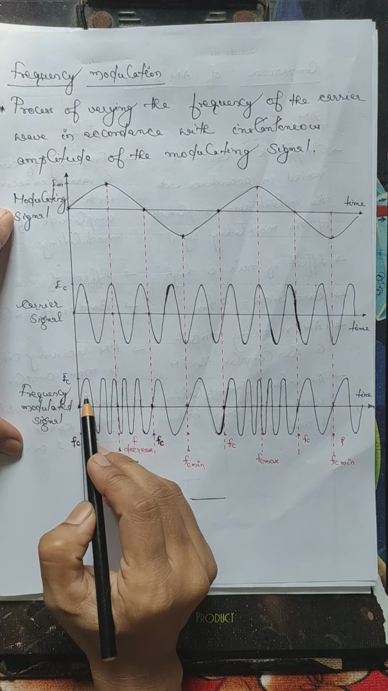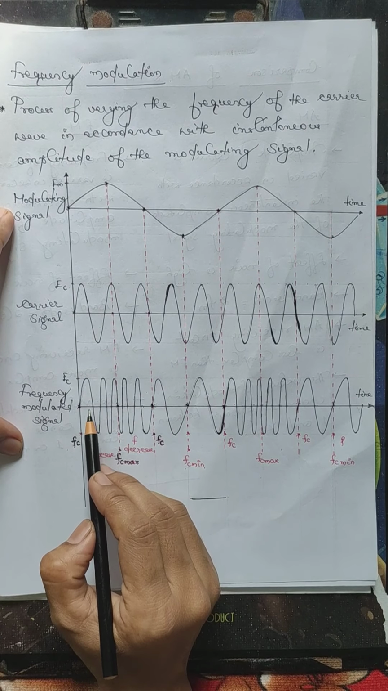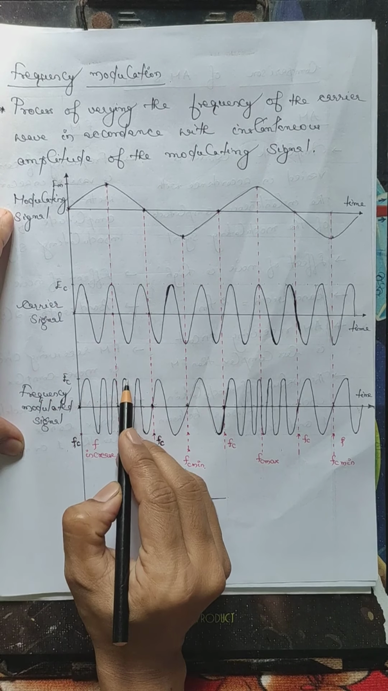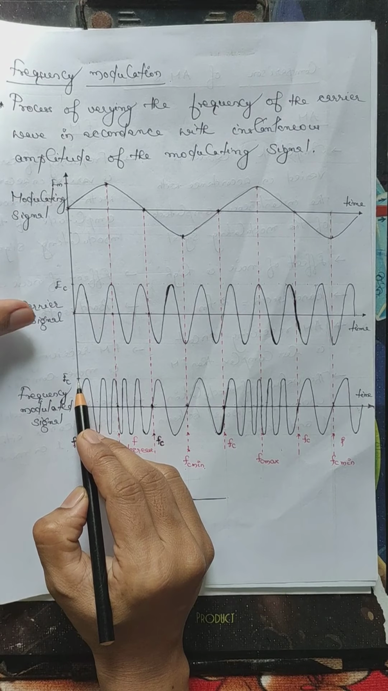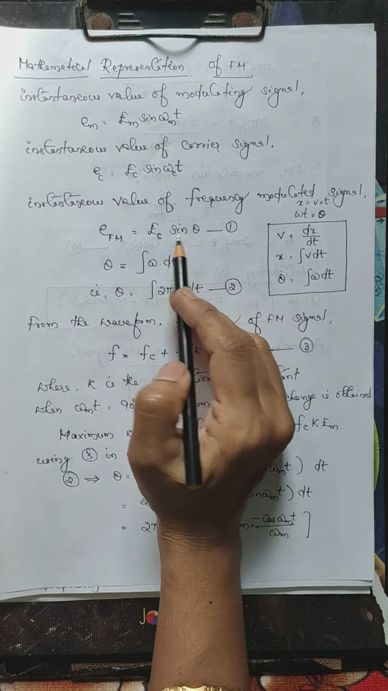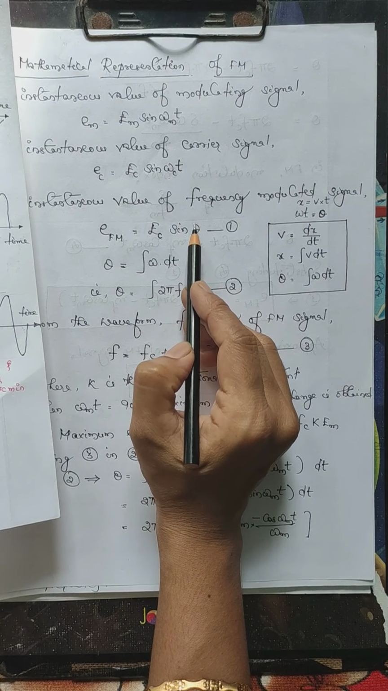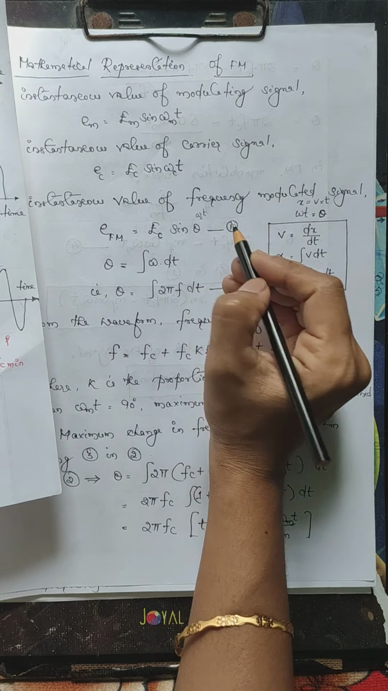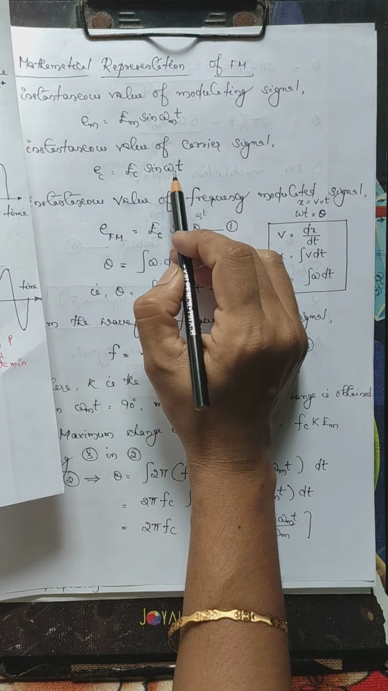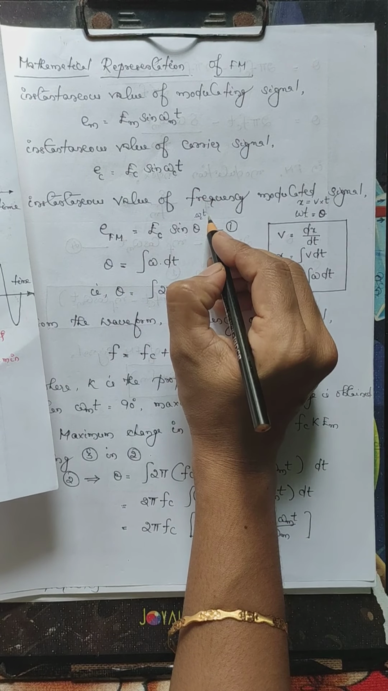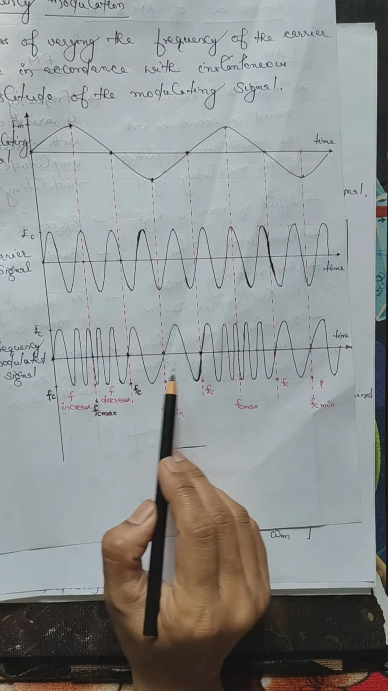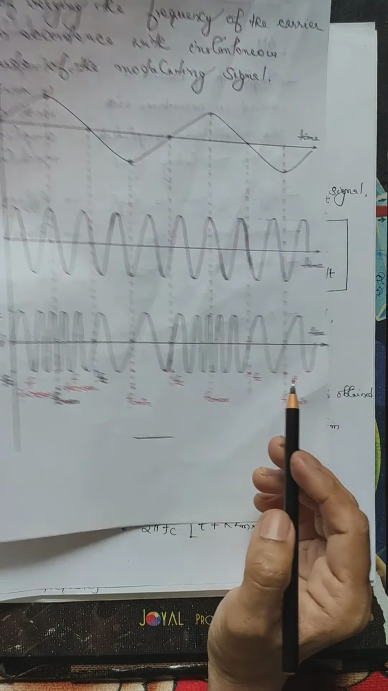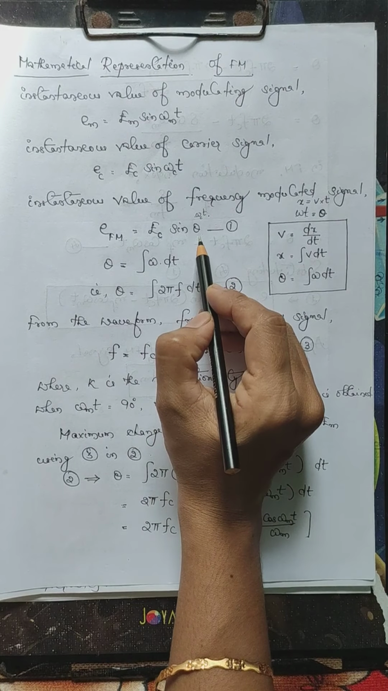By frequency modulation we are changing only the frequency of the carrier wave. The amplitude of the carrier wave does not change, so the amplitude is Ec itself. So eFM is Ec into sin theta. We write theta because we don't know the value of omega, whether it is omega c or omega m. It is some other frequency which is varying, not a constant; it increases sometimes and thereafter decreases. So denote it as theta itself.